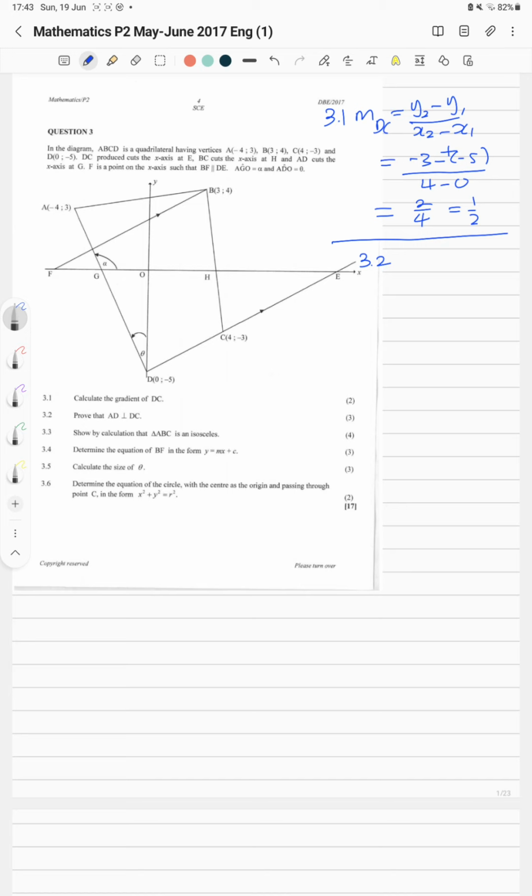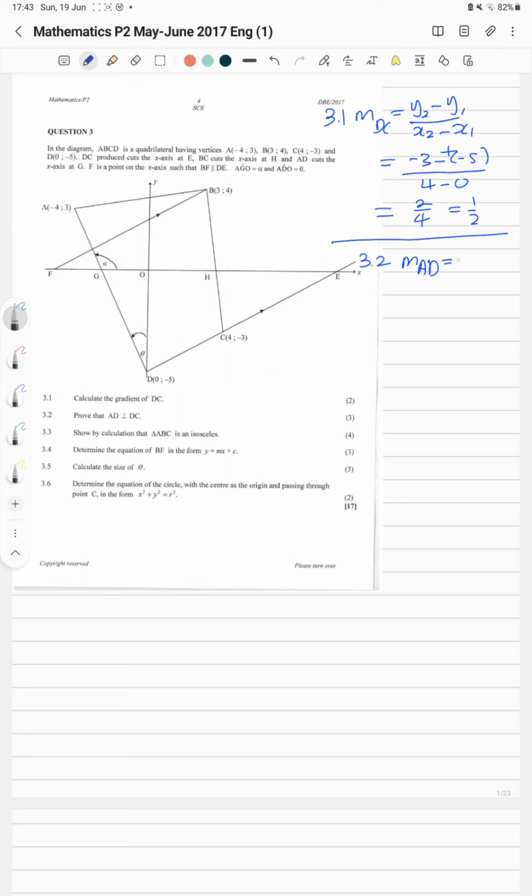3.2, question reads, prove that AD is perpendicular to BC. That means you need to remember the product of the gradients is minus 1 if two lines are perpendicular. So you must go find the gradient of AD, take the gradient of DC that you already have in 3.1 and multiply the two. Get minus 1, they're perpendicular. Right, let's go find the gradient we don't have. Gradient of AD is the one you need to find. DC you've done in 3.1. No need to rewrite the formula.